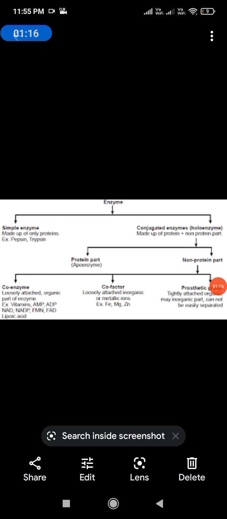We can also classify enzymes as simple enzymes and conjugated enzymes. A simple enzyme is made up of only protein, like pepsin and trypsin. Conjugated enzymes may be made up of a protein and a non-protein part. The protein part is the apoenzyme, and the non-protein part can be a coenzyme, cofactor, or prosthetic group, or a combination.